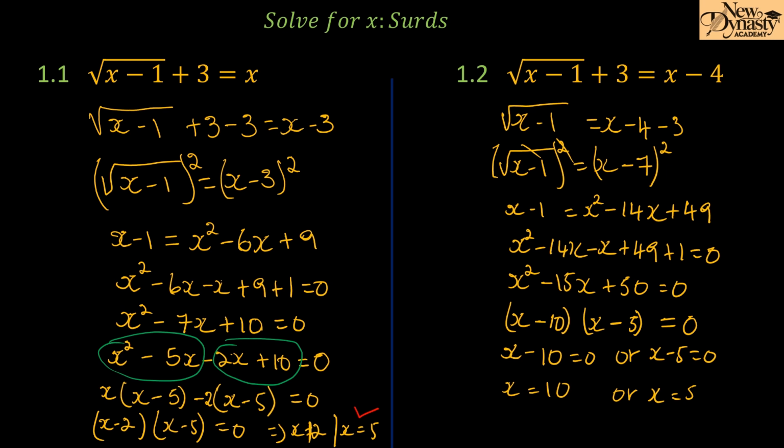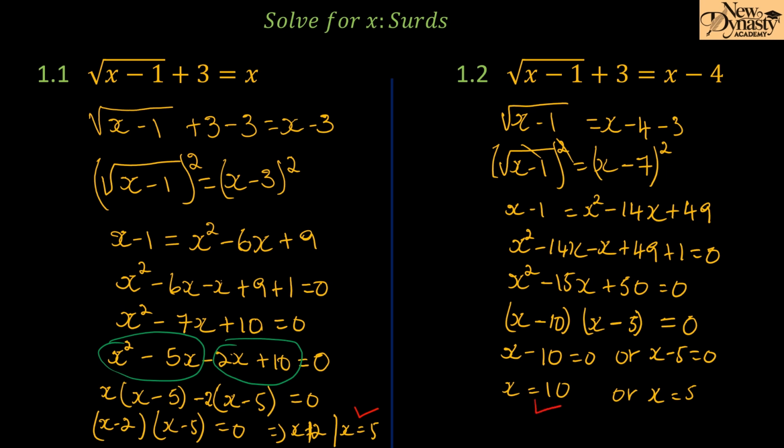For the first one, you've got x equals 10. So when you take 10 and substitute in your equation here, you've got 10 minus 1, which is 9, and the square root of 9 is 3. So you're going to have 3 plus 3, which is going to be 6. And then on your right hand side, that is 10 minus 4, that is also going to be 6. So for this one, this is the valid solution here.